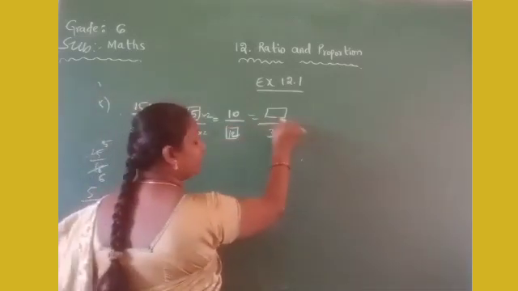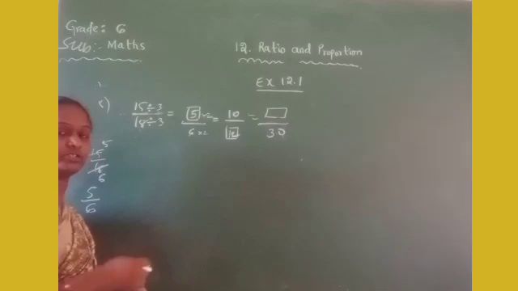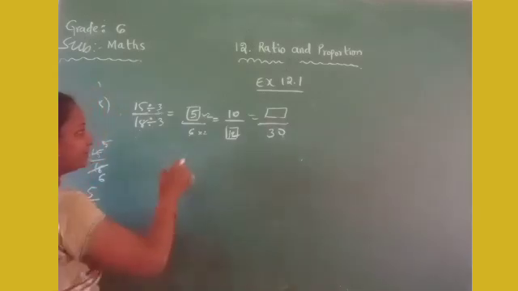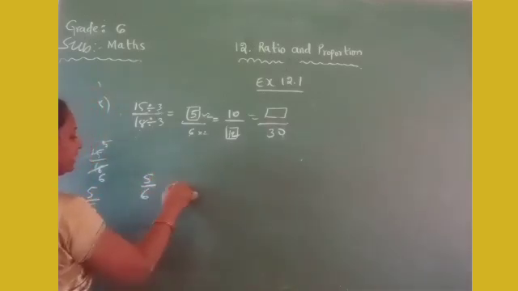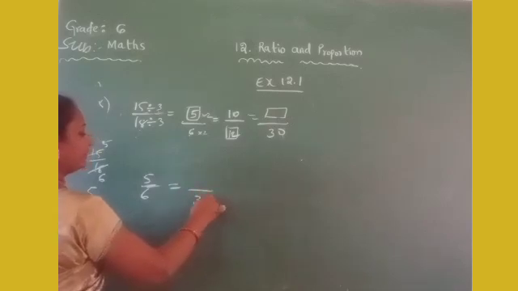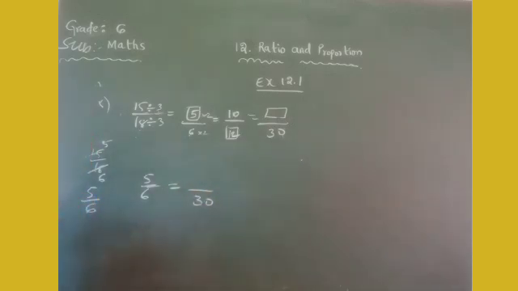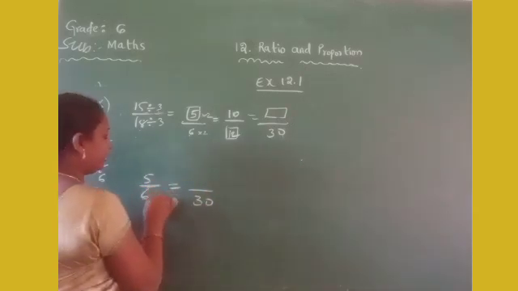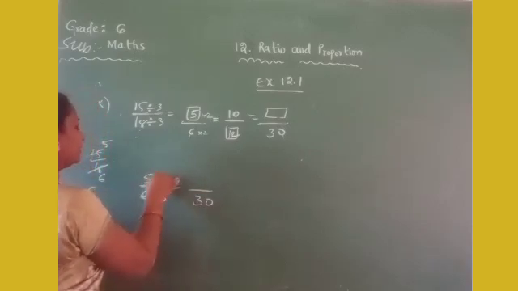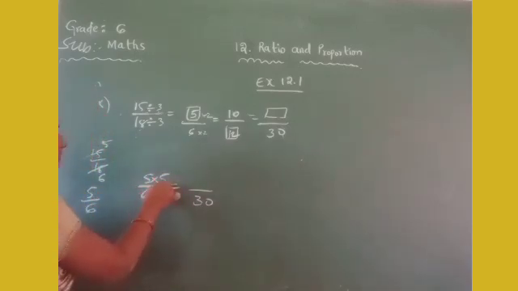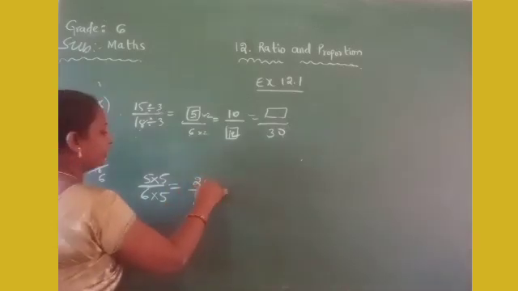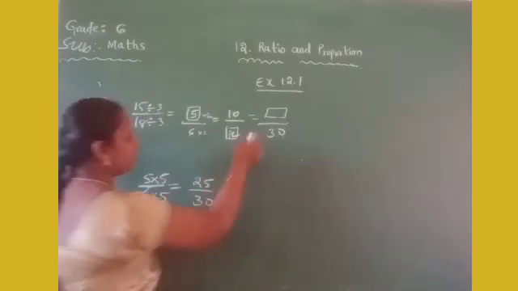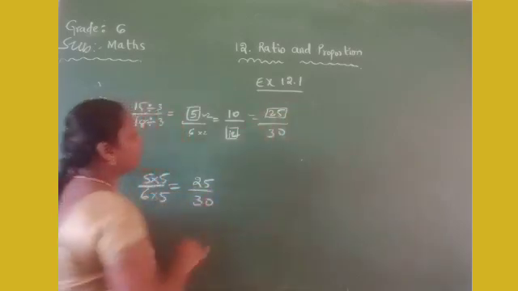Similarly, for the denominator you have to get 30. How many times should 5 by 6 be multiplied to get the result 30? 5 times. That means for an equivalent ratio you have to multiply the numerator also by 5. 5 5s are 25, 6 5s are 30. So here it is 25.